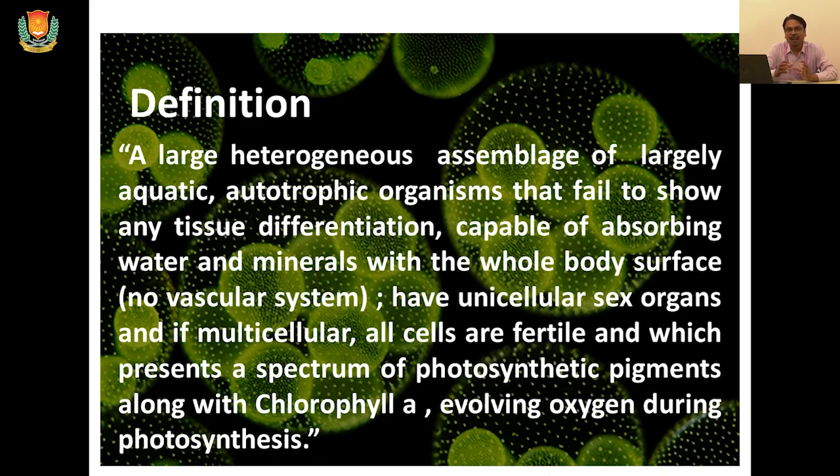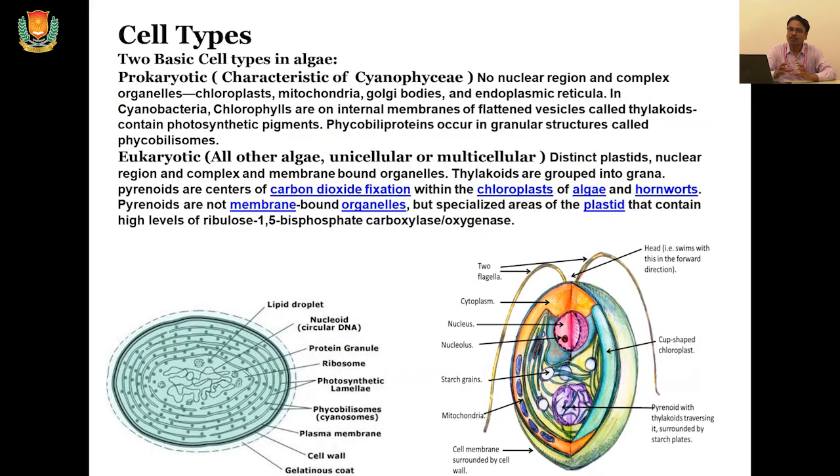Now, after having this overview of how algae can be characterized, we will find out what the different cell types found in algae are. After that, we will understand the range of thallus structure. So here we go. In algae, we find two basic cell types: they may be prokaryotic or eukaryotic. Cyanophyceae, or cyanobacteria or blue-green algae, is the group which has prokaryotic organization.